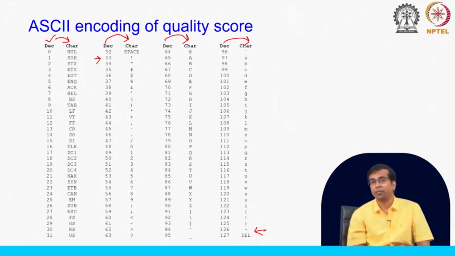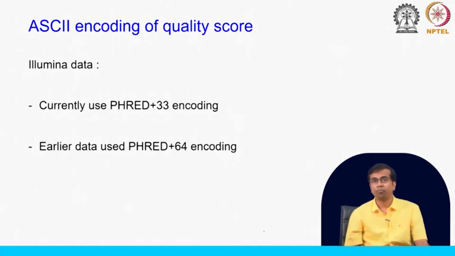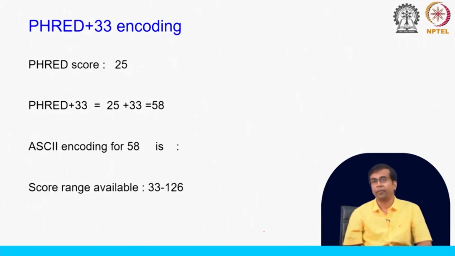Now, the problem is the quality score comes from 0 to 40, right. We said it can go higher than 40, but usually in NGS data sets the maximum is probably 40. Okay. So, how do we represent that? So, what we know is that Illumina uses something called Phred plus 33 encoding, okay, but it earlier used Phred plus 64 encoding. Okay. So, what is this Phred plus 33 encoding? So, the idea is very simple, right. So, if the Phred score, the quality score that comes out of the machine, is 25, you just add 33 to that. Okay. So, here 25 plus 33 is 58, and you simply look at the ASCII encoding for 58, which is colon.